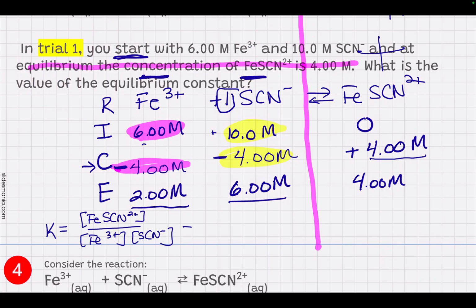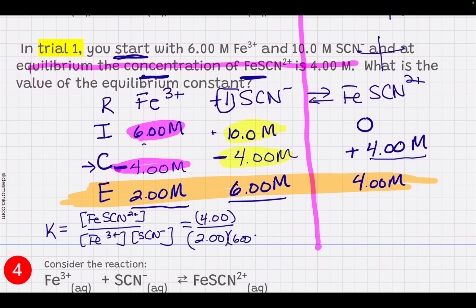And now I can just sub in that row. So the whole point of doing this is to get these values. So it's going to be 4 over 2 times 6. And when I do that, I get 0.33 repeating. Remember, no units. So the K for this trial at this temperature is going to be 0.33.